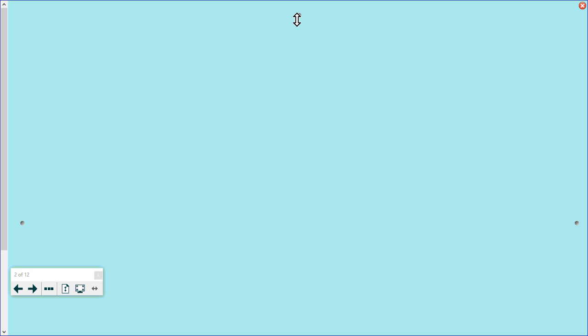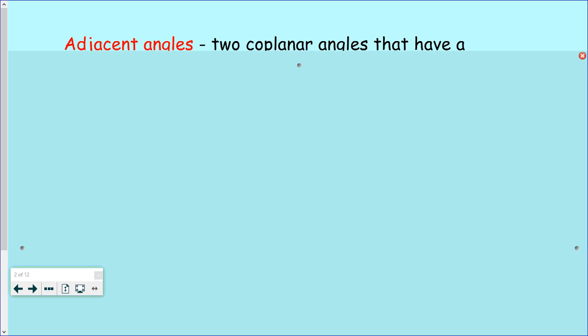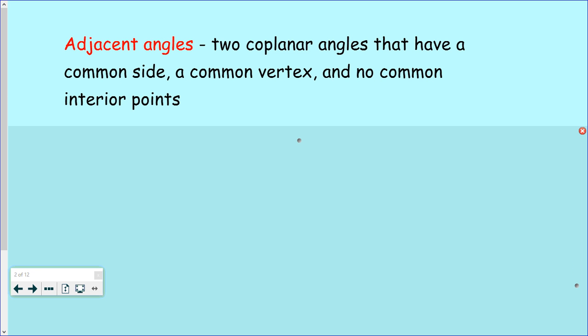There are many angle pairs that are useful for us in geometry that we can apply to find the measure of various angles. The first type of angle that is helpful is something we call adjacent angles. These are two coplanar angles that have a common side, a common vertex, and no common interior points.